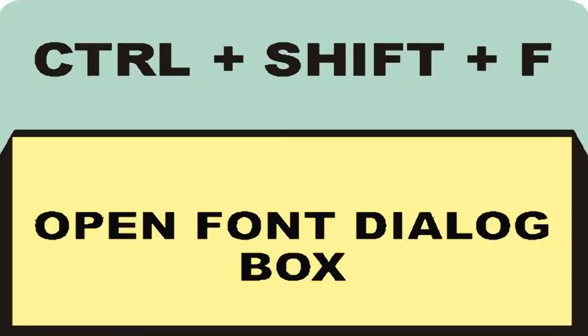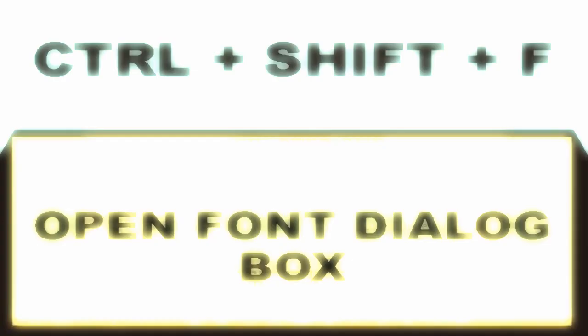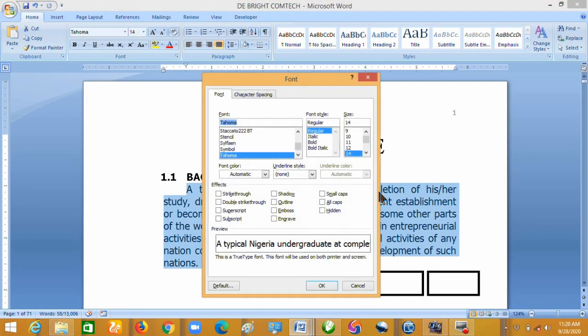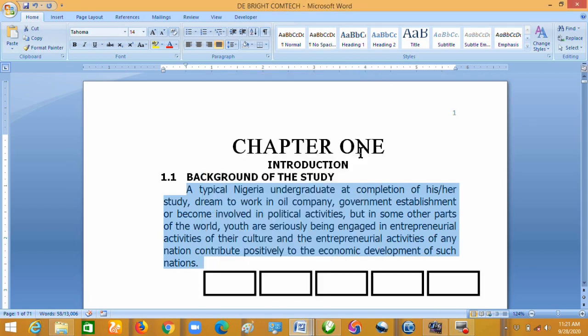CTRL+SHIFT+F. Generally, it will open the font dialog box for you, and you will use it to do everything that is within the dialog box, provided you know how to use the alternate key plus the underlined character. You can move around the dialog box the way you want. CTRL+SHIFT+F will automatically prompt the font dialog box for you, and then you use it to specify whatever you want to specify.